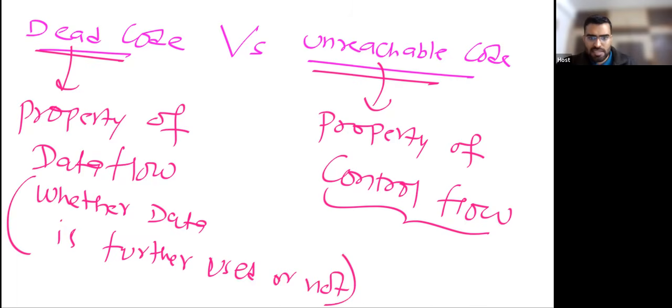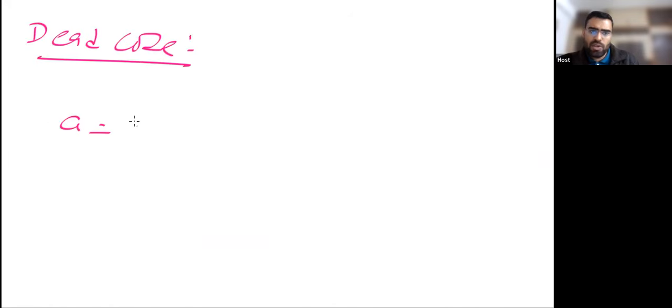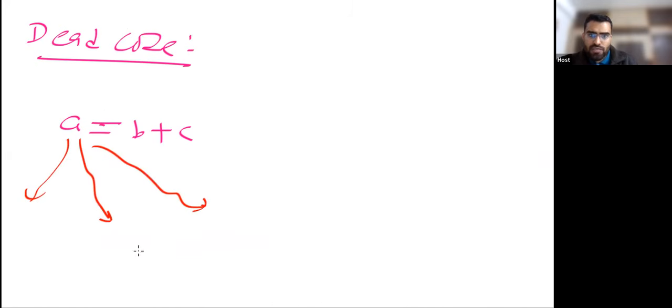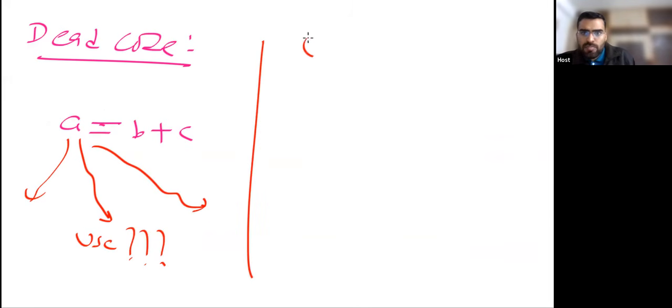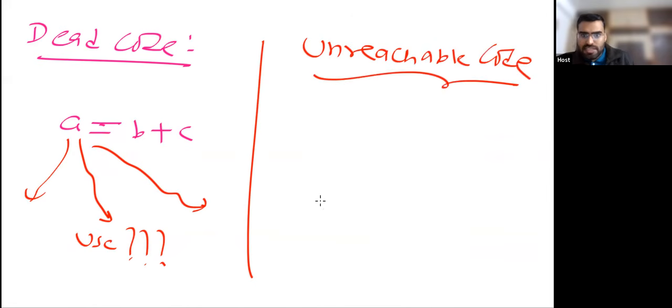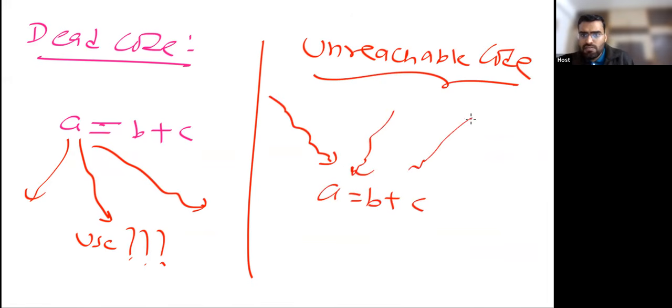So basically the difference is like this. Dead code says that if you have some variable a equal to b plus c, will this value be used somewhere? Is there any use? Unreachable code means, will you reach it? Basically, is it reachable? Can you reach here? Is this difference clear to everyone?